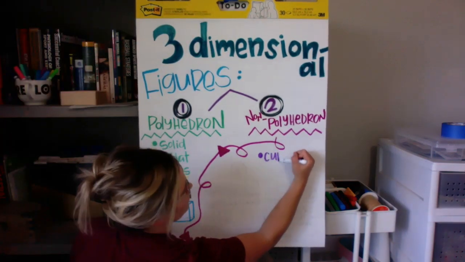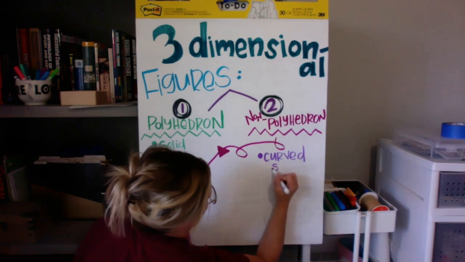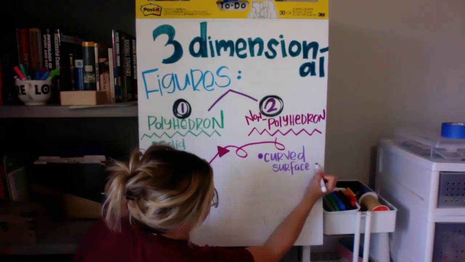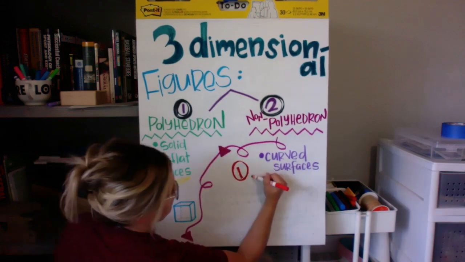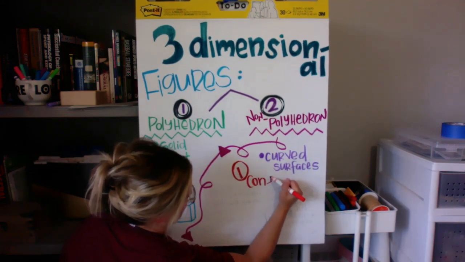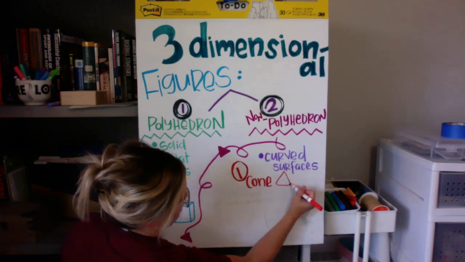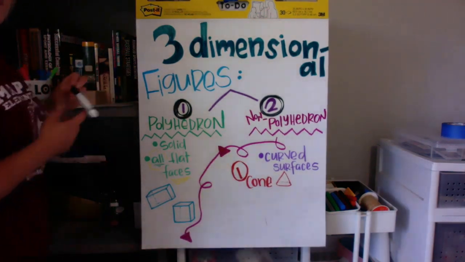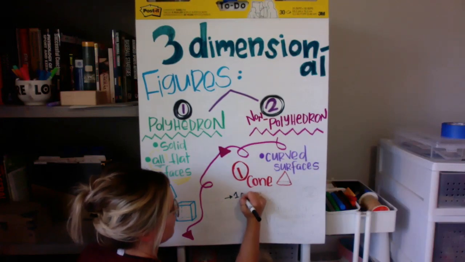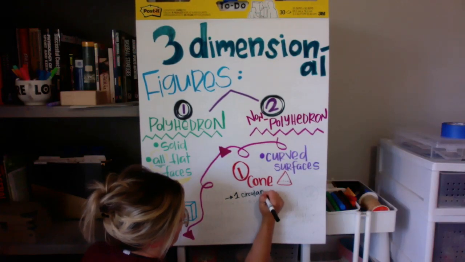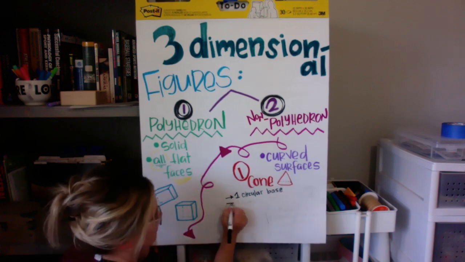The first one is a cone, as I've drawn here. Two characteristics of a cone are that a cone has one circular base. It also has one curved surface. Since a cone has no polygons that help make it up, it is considered a non-polyhedron.